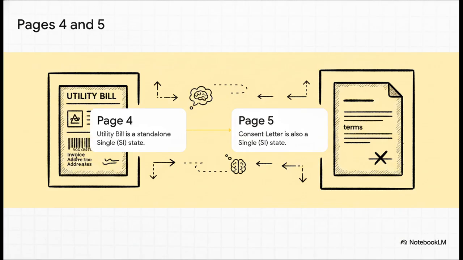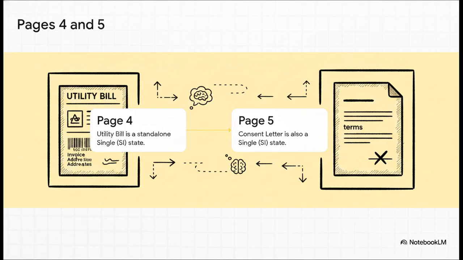We are now on page 4, which happens to be a utility bill. The AI detects the word invoice, a utility company logo, a billing address, and a barcode. Now, this isn't connected to the ID card from the previous page, and it doesn't span multiple pages. It is very much a standalone record. Therefore, the system assigns it a single state, seamlessly separating it out into its own one-page document.